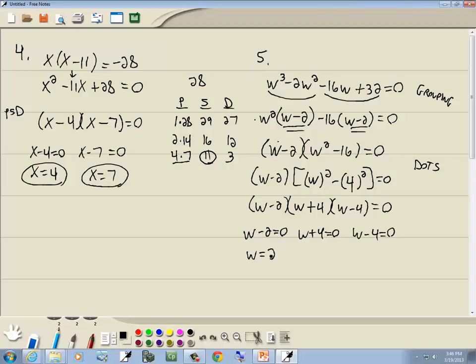Take negative 2 over, gives us positive 2. Take the positive 4 over, gives us a negative 4. And take the negative 4 over and gives us a positive 4. And those are our 3 answers. Now notice our largest power to begin with was w to the third. Again, that tells us we're going to have 3 answers.